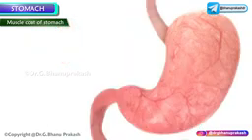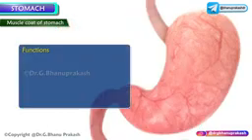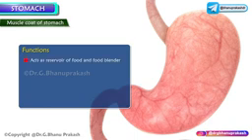And next, what are the functions? As I already mentioned in the introductory part, it mainly acts as the reservoir of the food as well as the food blender, because the majority of the churning as well as grinding effects on the food mainly takes place at this part. It softens and mixes the food with gastric juices by its peristaltic movements and churning movements.